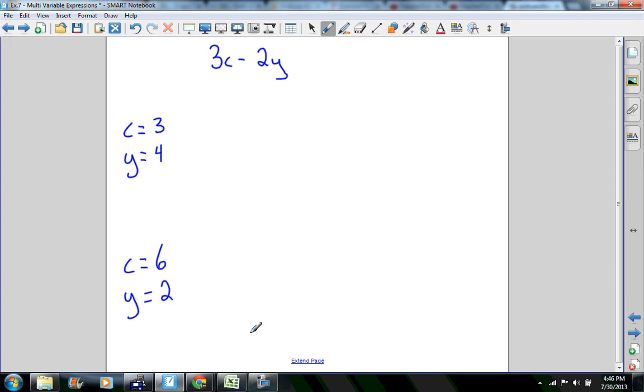Similar ideas, except now we have c's and y's. 3 times c minus 2 times y. Well, 3 times c, which is also 3, minus 2 times y, which is 4. 3 times 3 is 9, minus 2 times 4, which is 8. So this answer is 1.